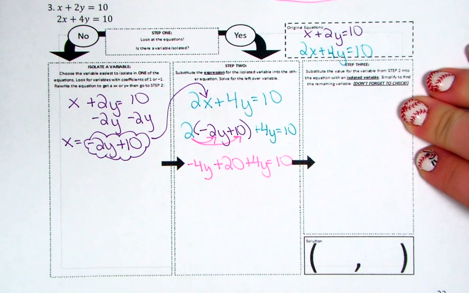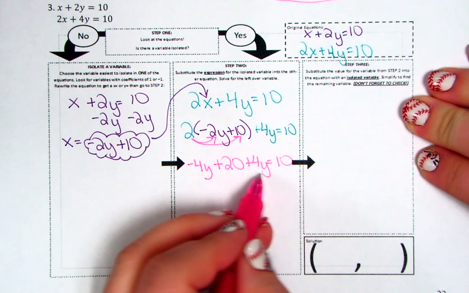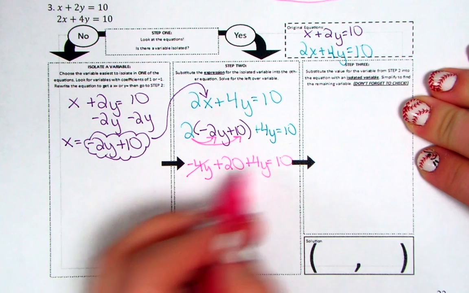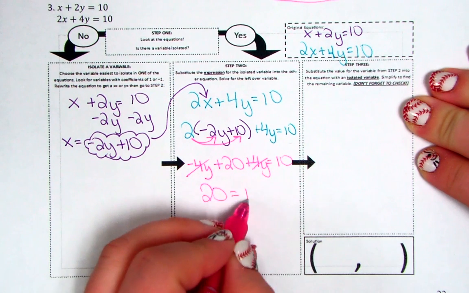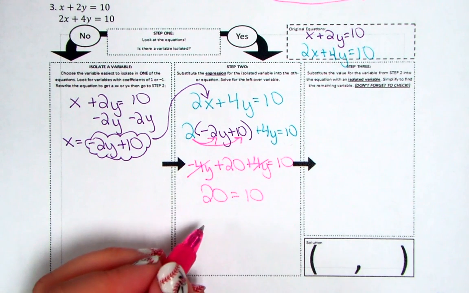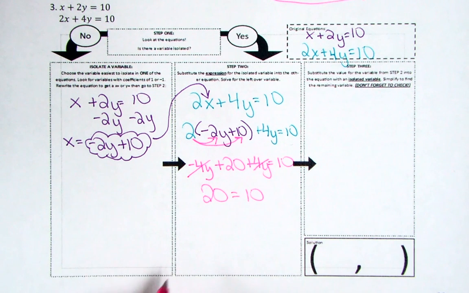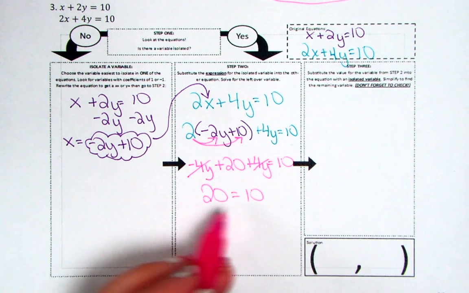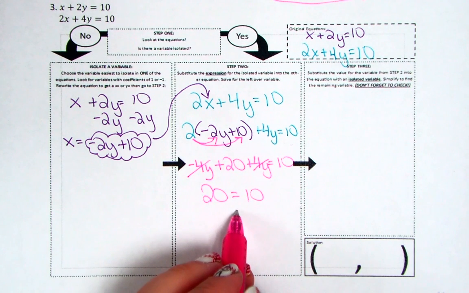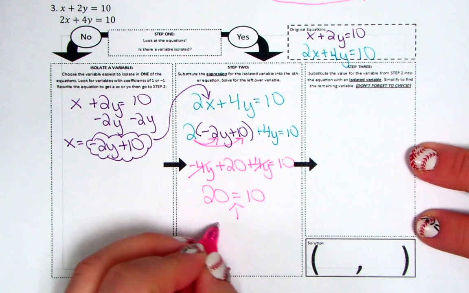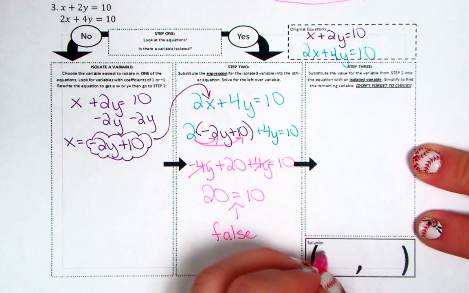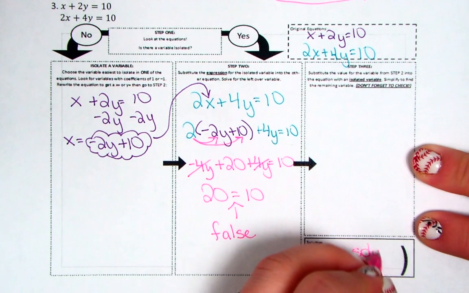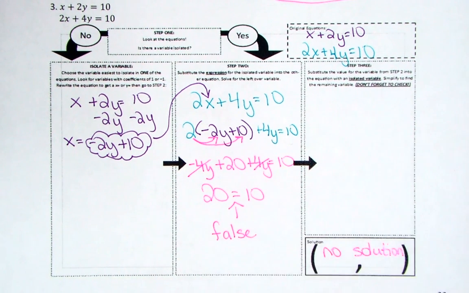Let's combine like terms. Negative 4y, positive 4y, those are going to cancel. And then we're left with 20 equals 10. Remember, in our special cases, we said the variables would always cancel. And we have to decide, am I left with a true statement or a false statement? I'm left with a false statement, which means that my answer is there's no solution. That's as far as you have to go.